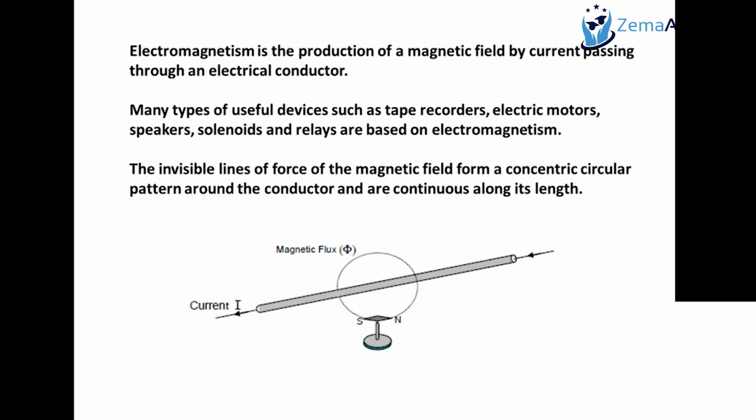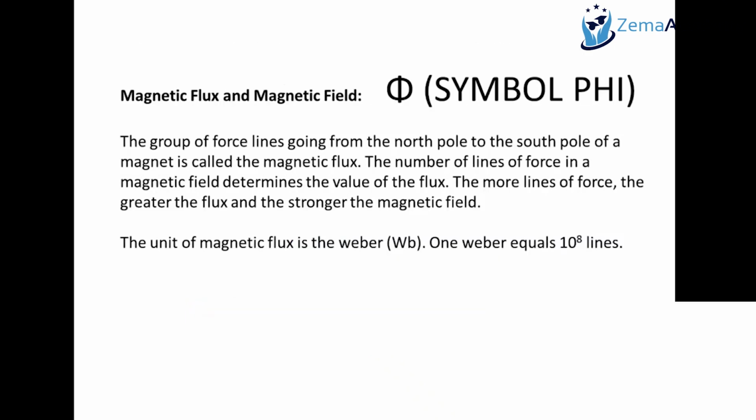Basically, the invisible lines or forces of the magnetic field form a concentric circle pattern around the conductor and are continuous along its path. The concept of the magnetic field was basically invisible lines, and Weber managed to calculate the number of invisible lines, which is 10 to the power 8 lines equals 1 Weber. So this gives a unit of magnetic field or magnetic flux as Webers. WB is the short form for it.